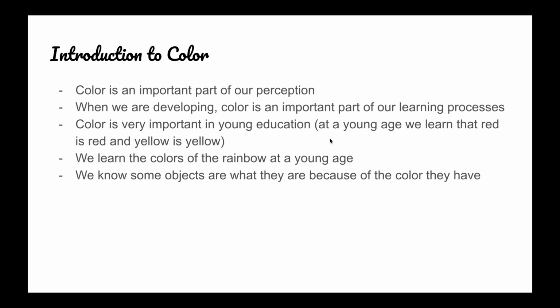We know certain objects are certain colors. For example, a banana is yellow. We know for our whole entire lives that a banana is yellow. We learn at a very young age. We also learn all of the colors of the rainbow at a very young age as well. So from that, we continue to go throughout life knowing exactly what color is what because of this education that we have when we're younger about color.